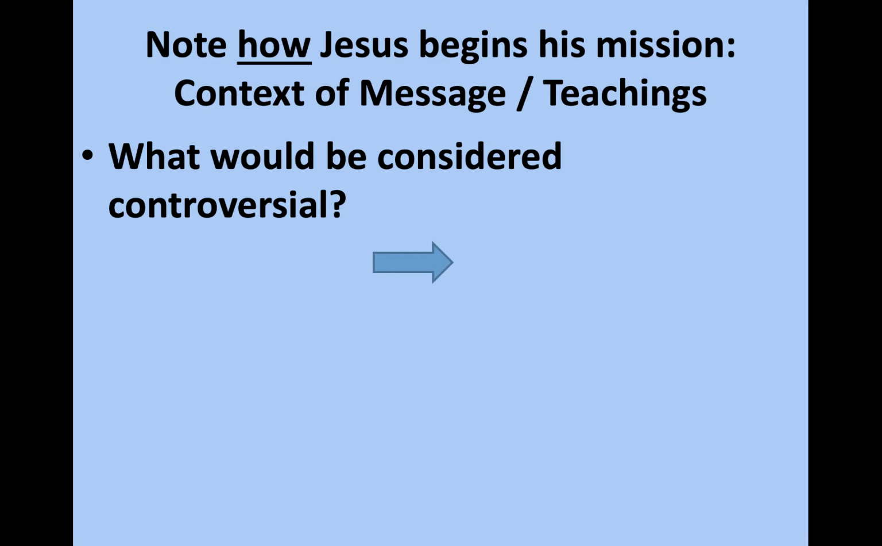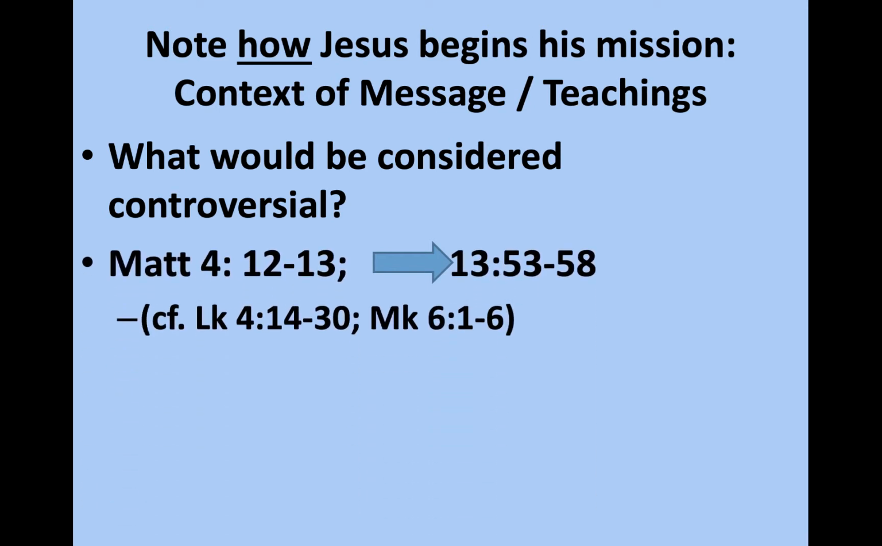Now, note how Jesus begins his mission, the context of the message and teaching. So what might be considered controversial in that culture at the time? Well, if you notice Matthew 4, beginning with verse 12, Jesus is selecting disciples. He leaves his own village of Nazareth, which would have been, again, quite controversial. Sons do not leave their fathers to fend for themselves or families. And Jesus calls disciples. The early disciples, according to Matthew, are Peter and Andrew, James, and John. They were part of fishing families. Fishing families were quite poor, and they weren't like middle class contractors.